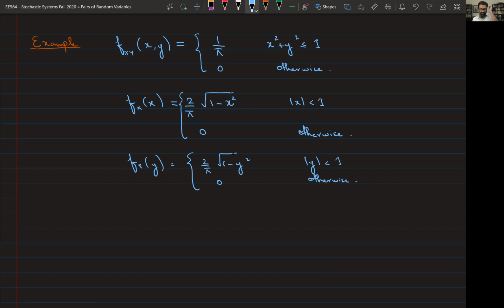Okay. Given all of this information, what do you think the conditional PDF of X is, given that you make an observation on Y? So how do you go about this?